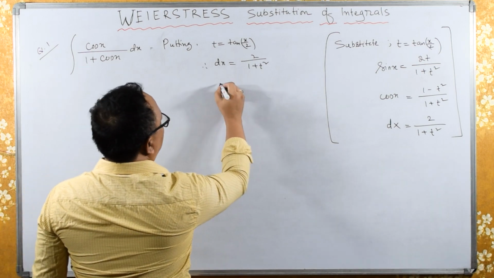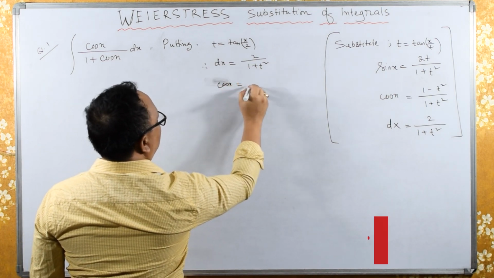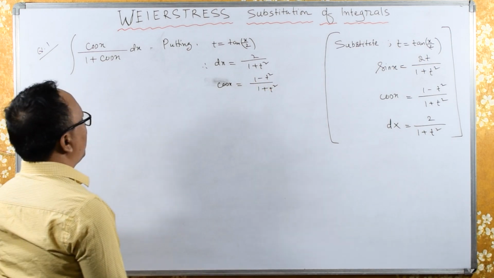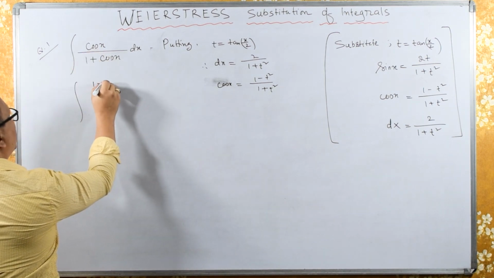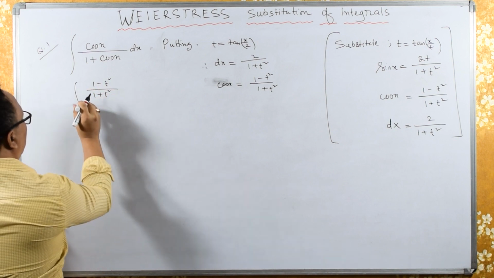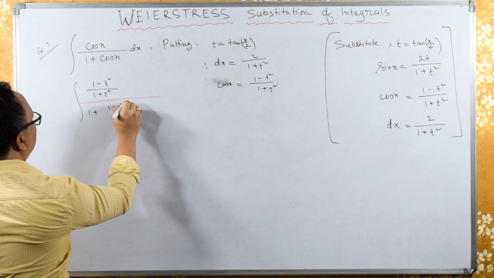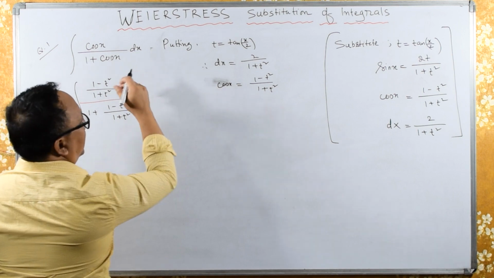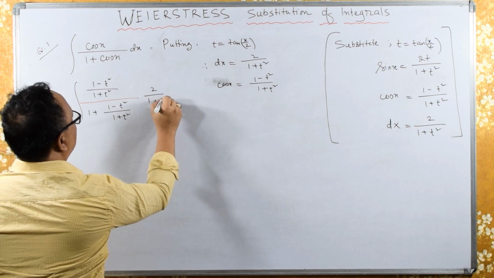Here we need only cos x. Cos x is what? 1 minus t square upon 1 plus t square. Now substitute over here. This becomes the integral of cos x, which is 1 minus t square upon 1 plus t square, upon 1 plus cos x, which is 1 plus 1 minus t square upon 1 plus t square, into dx, which is 2 upon 1 plus t square.